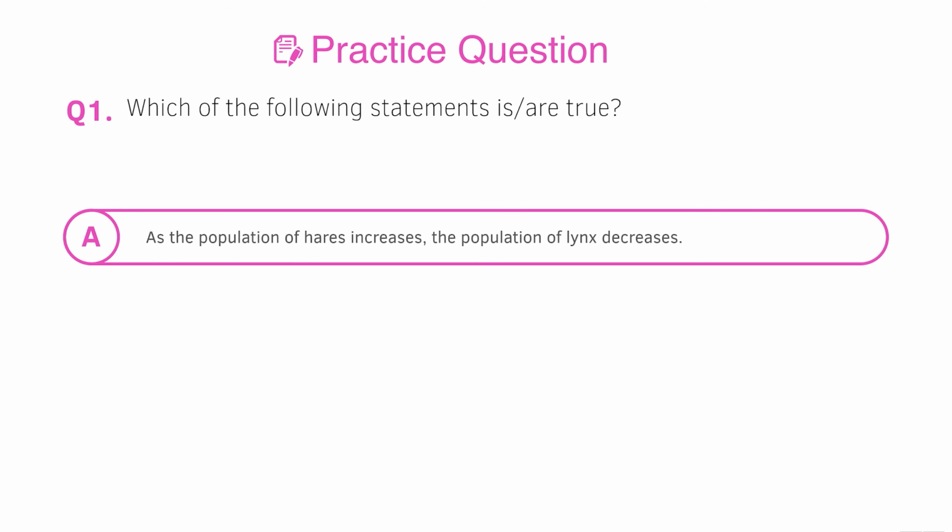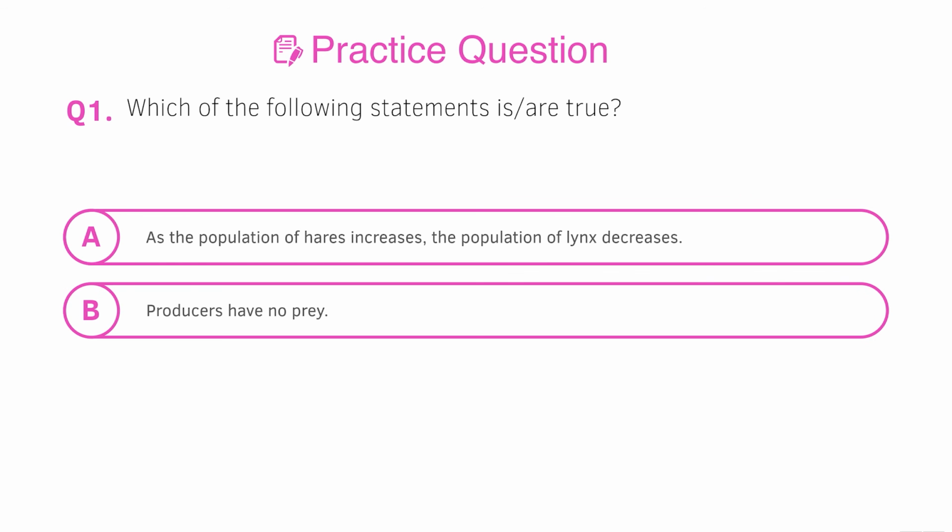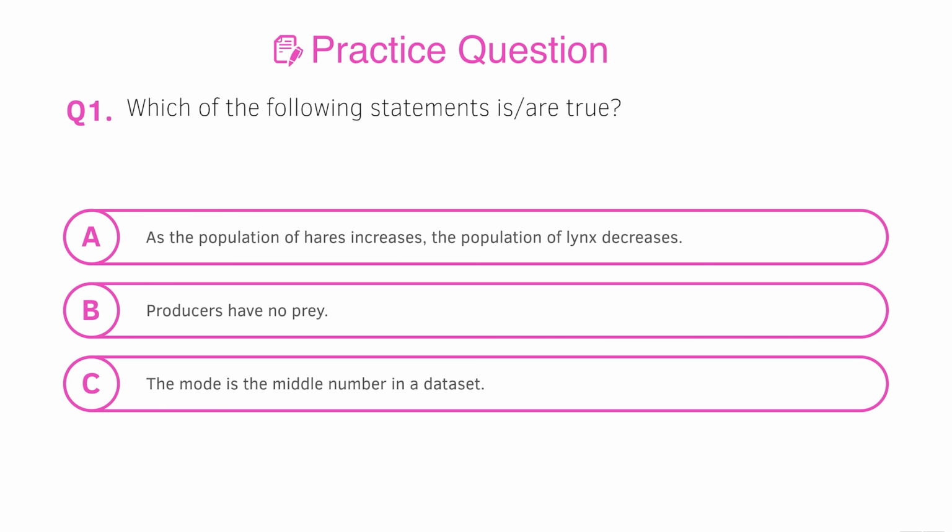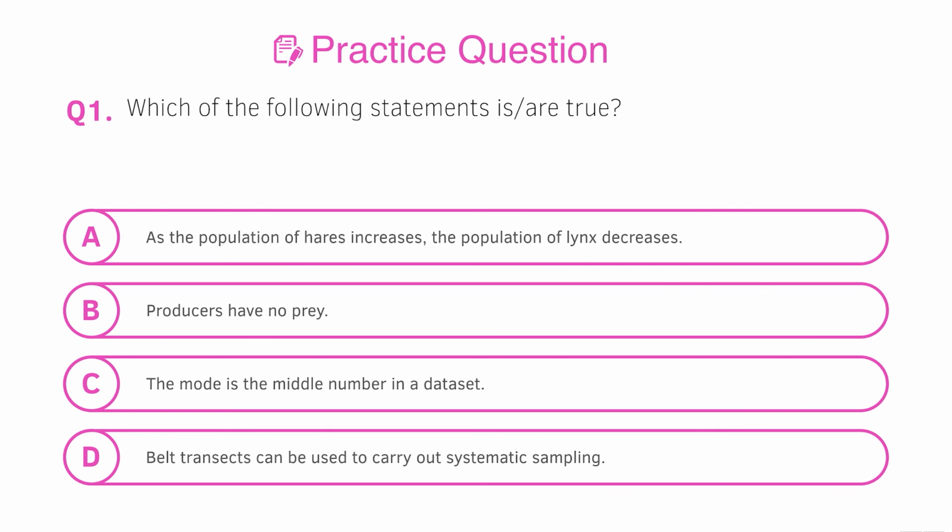Okay, so we've covered all of the specification points. Let's have a look at a practice question. I'll read through the statements, you can then pause the video, have a go, mark which ones are true and which ones are false and why, and then we'll go through the answers. A, as the population of hare increases, the population of lynx decreases. B, producers have no prey. C, the mode is the middle number in the data set. And D, belt transects can be used to carry out systematic sampling.